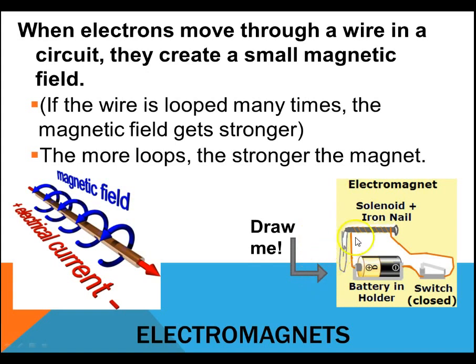I want you to draw this into your notes as well. We don't have a lot of notes that you take, but I've got a couple of drawings that I want, and this is one of them. Battery hooked up to a nail, and then once that is connected through a switch here, it becomes a weak magnet that you can turn on and off. But the stronger it is, the more you've looped it around.